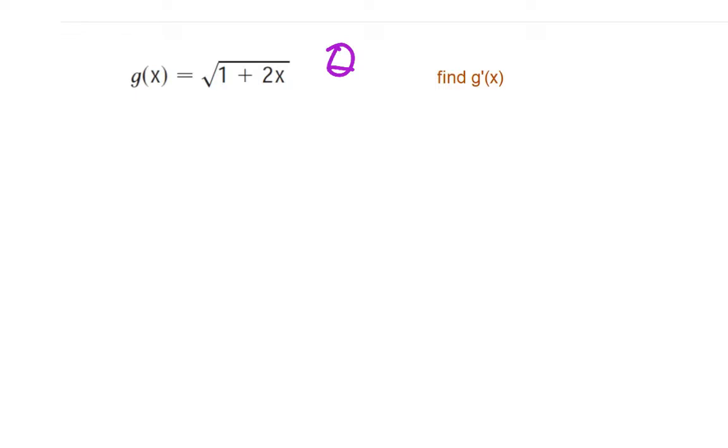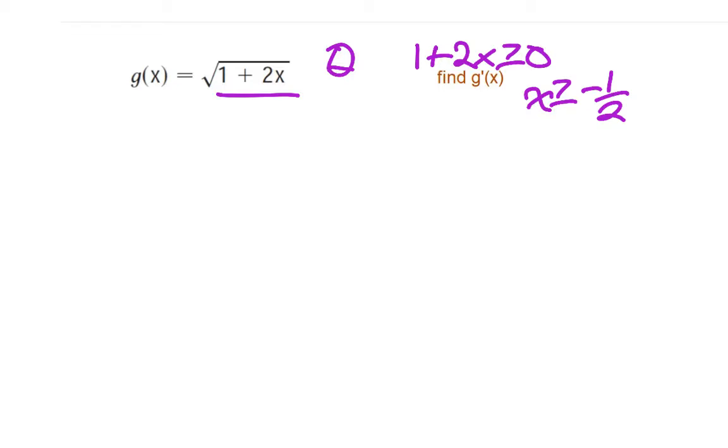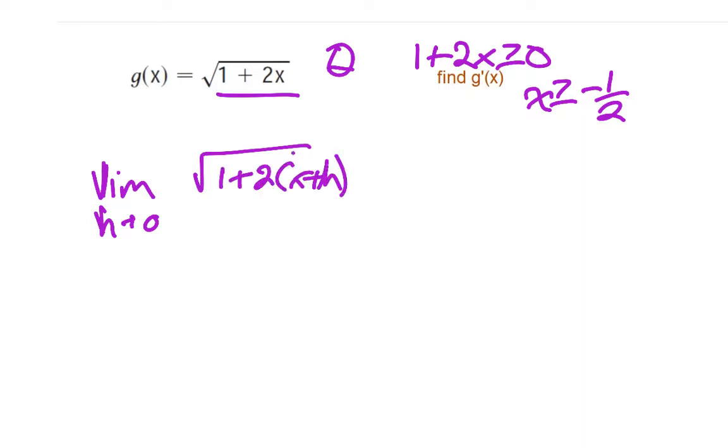So the domain, remember, comes from what's underneath the radical, and that's going to be 1 plus 2x. It has to be greater than or equal to 0. So x has to be greater than or equal to negative 1/2. So that's our domain from the original function. Now let's find our derivative. So we have the limit as h goes to 0. It's not as x goes to 0, it's h goes to 0. And then the square root of 1 plus 2 times x plus h, minus the square root of 1 plus 2x all over h.